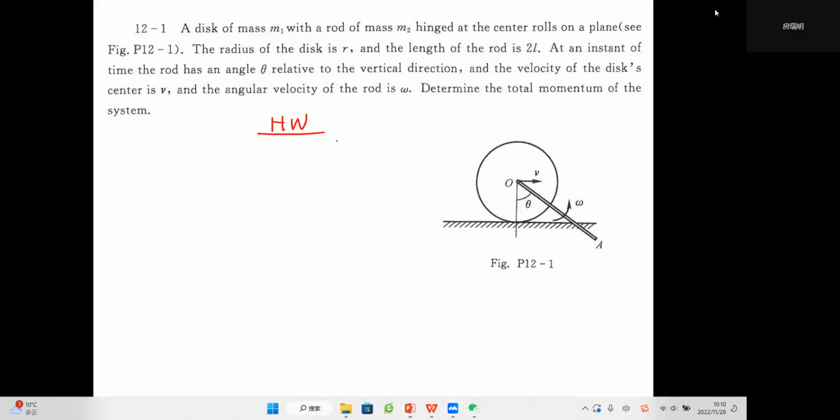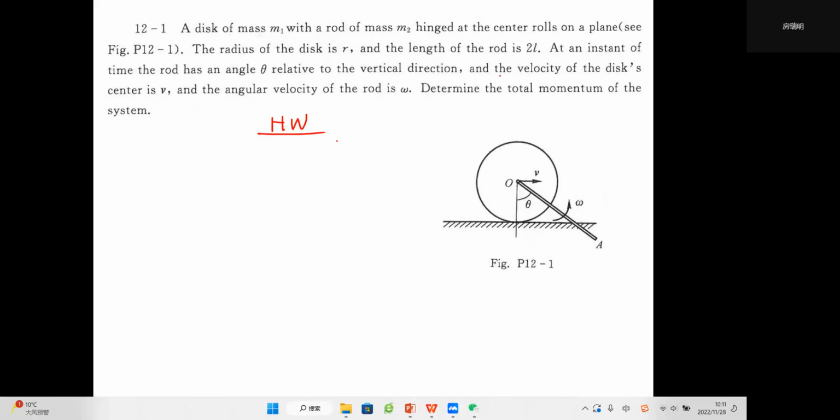We're back to the homework we left last time. Let me read it first, then we'll do it together. So you guys can look at this picture. A disk of mass m1 with a rod of mass m2 hinged at the center rolls on a plane. So you can find this figure. The radius of the disk is r, and the length of the rod is 2L. So at an instant of time, the rod has an angle theta relative to the vertical direction. We can see this angle here.